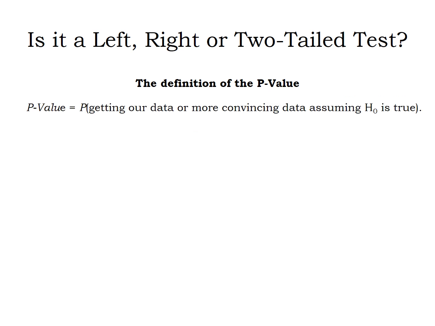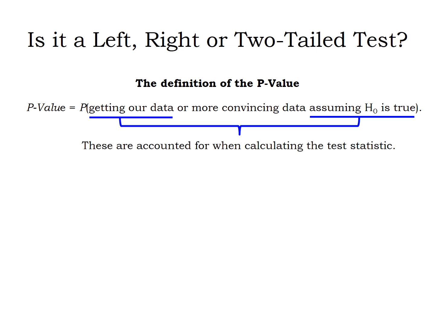Now, let's look at the p-value definition one more time, because there's a key element here we have to understand. There are really three parts to this definition: the probability of getting our data or more convincing data, assuming the null hypothesis is true. We need to handle all three parts. Getting our data and assuming the null is true, those two parts are handled when you calculate the test statistic. You plug in whatever numbers you have from your sample, that takes care of getting our data. Whatever the null hypothesis says, mu equals 100, sigma equals 9, that goes into the mix in our test statistic. So those two pieces are accounted for when we do the number crunching.